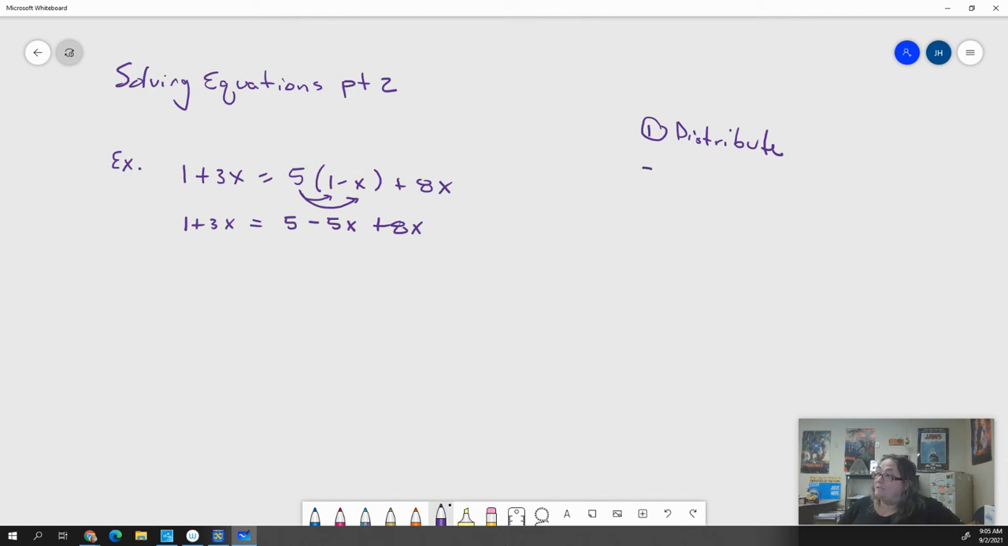The next step was going to be to combine like terms, right? Combine or simplify, I think is what we said in the last one. Combine like terms. Simplify both sides. There's nothing to simplify here. I can't combine 1 plus 3x any more than it's already combined. But on this side of the equation, I have an x value and an x value, and I can put those two together. So here I would have 1 plus 3x, that would stay the same, equals 5, that would stay the same. And I have negative 5x plus 8x. It's like saying 8 minus 5, which is just plus 3x.